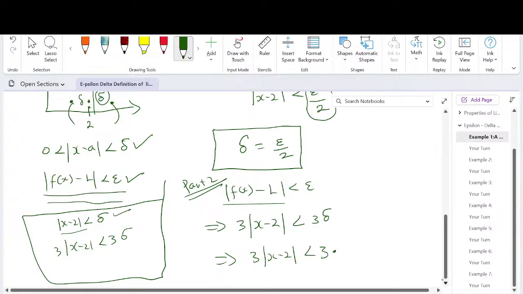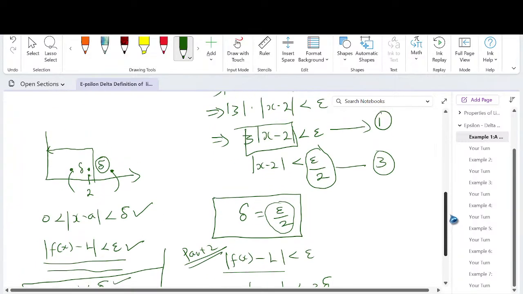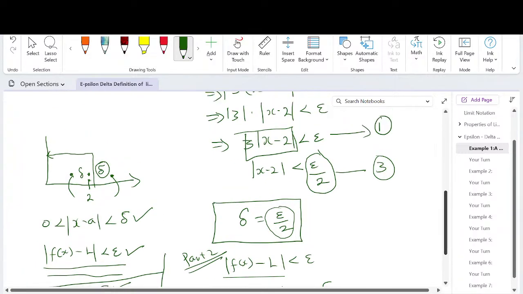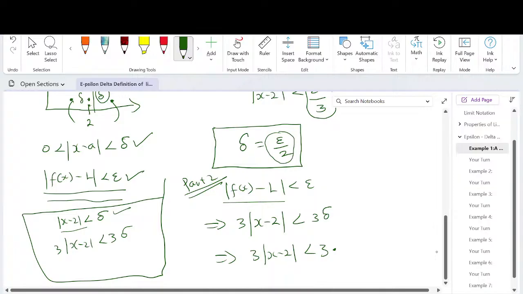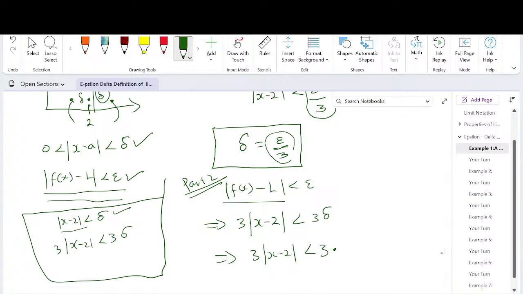So what is the value of our delta? The value of our delta is epsilon over 3 now, because we divide by 3. Sorry for the mistake. So 3 times delta, where delta is epsilon over 3 now. So we are going to put this as 3 times epsilon over 3. Okay, so that's what it is.